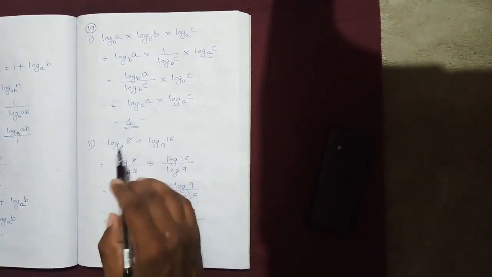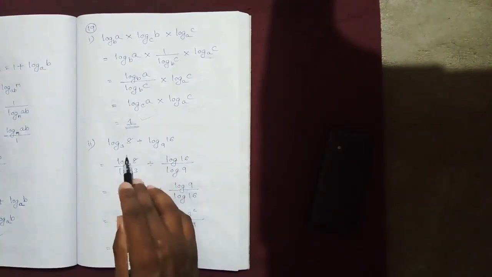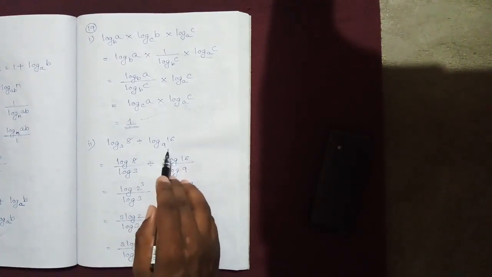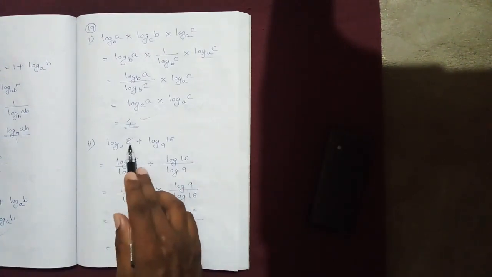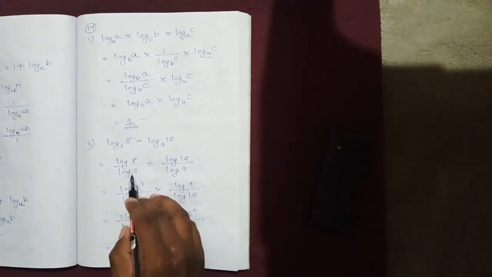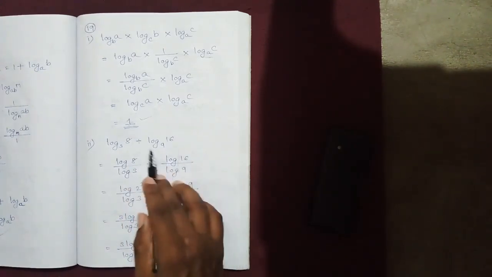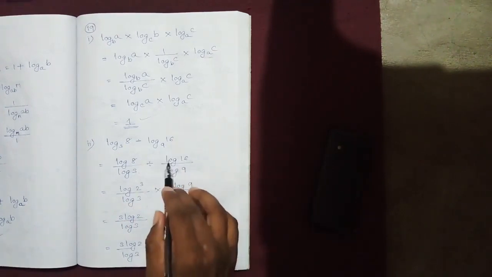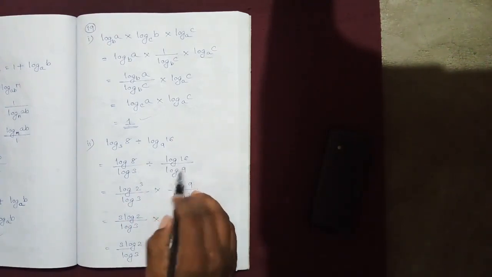Second bit, log 8 at the base 3 divided by log 16 at the base 9. Now log 8 at the base 3 can be written as log 8 by log 3 base 10, and log 16 at the base 9 can be written as log 16 by log 9 base 10, common logarithm.